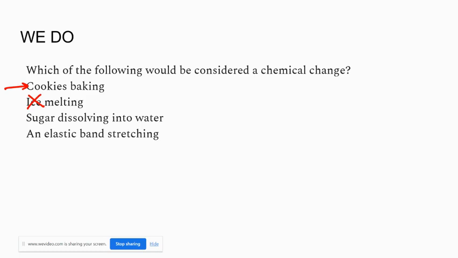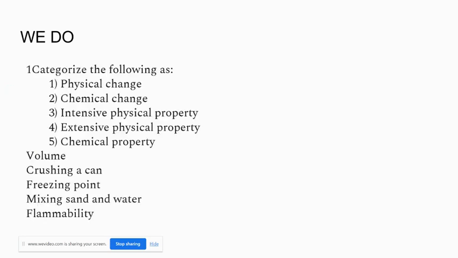Sugar dissolving. If that sugar dissolves and then I let that sit there for days on end and the water evaporates away, what am I going to be left with? Sugar again. So dissolving is a physical change. Stretching a rubber band. Is it still a rubber band? Yes. So that is a physical change. So just one of those there. Okay. All right.